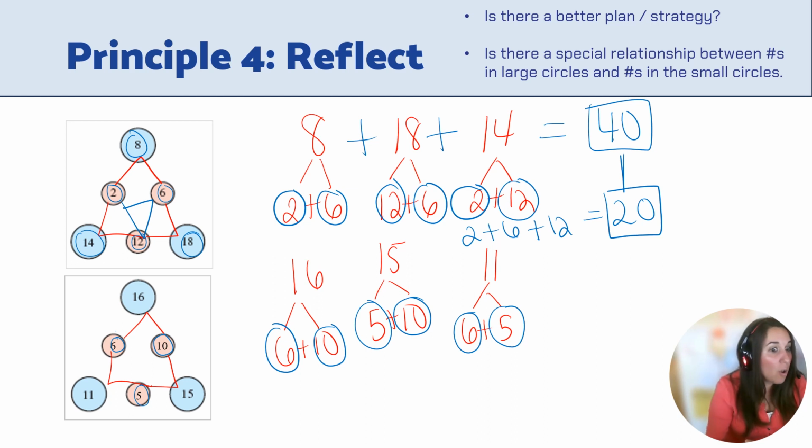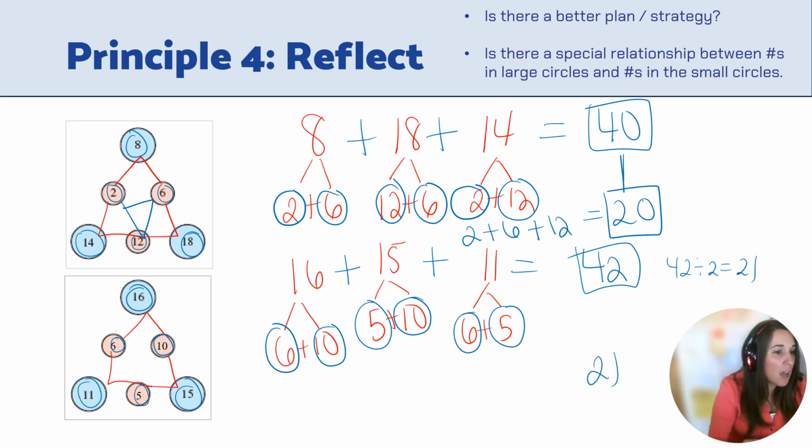So let's see if that holds now for the bottom diagram. So 16 plus 15 plus 11. I'm going to add the numbers in my large circle. That gives me 42. And so based on the relationship I've noticed up here, I know that the sum of the numbers in my smaller circles should be exactly half of 42. So half of 42 is 21. So I would expect that the sum of the numbers in my small circles should be 21.